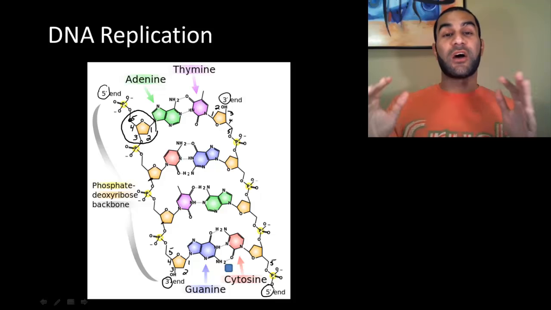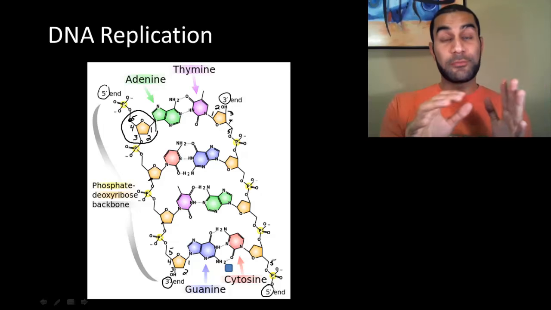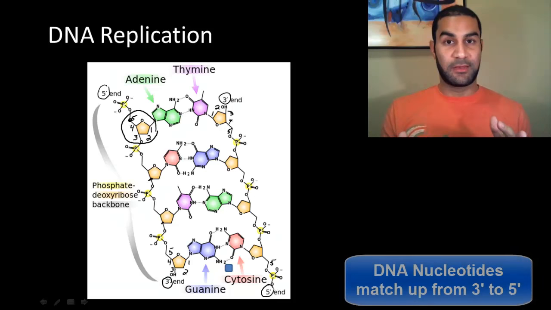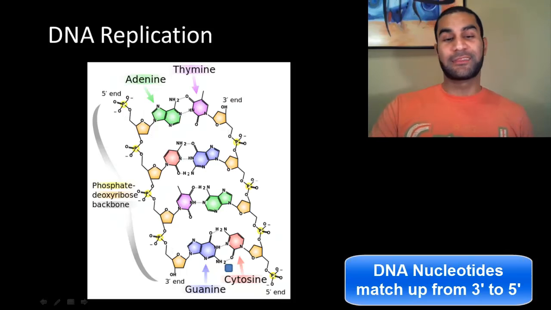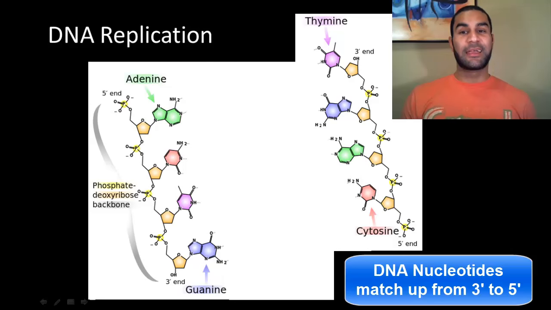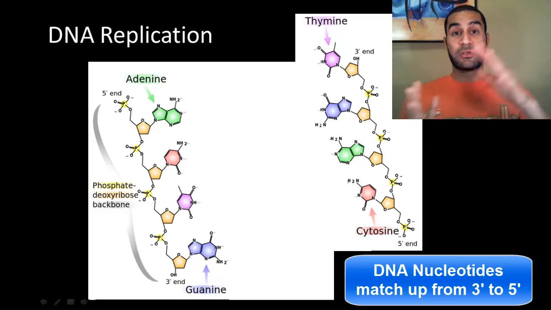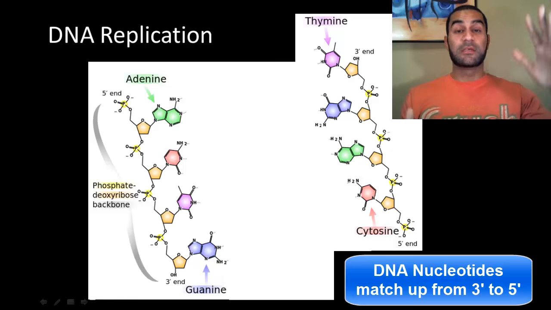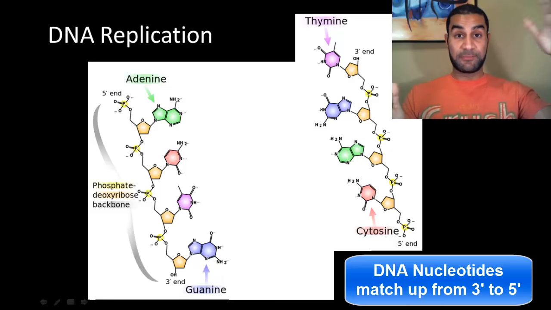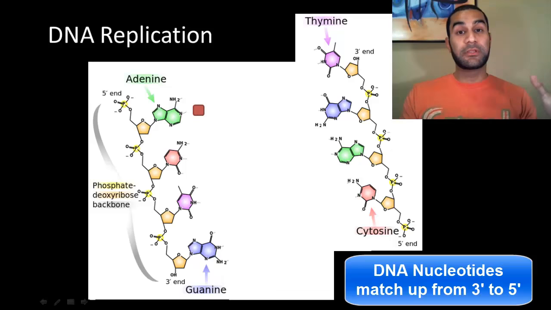The nucleotides always match up starting from the 3' end to the 5' end. So let's open up our DNA and now think about what I'm talking about here. Helicase has already gone through and broken the hydrogen bonds and unzipped our DNA line. So we already have the space available, and DNA polymerase is going to start bringing in DNA nucleotides.